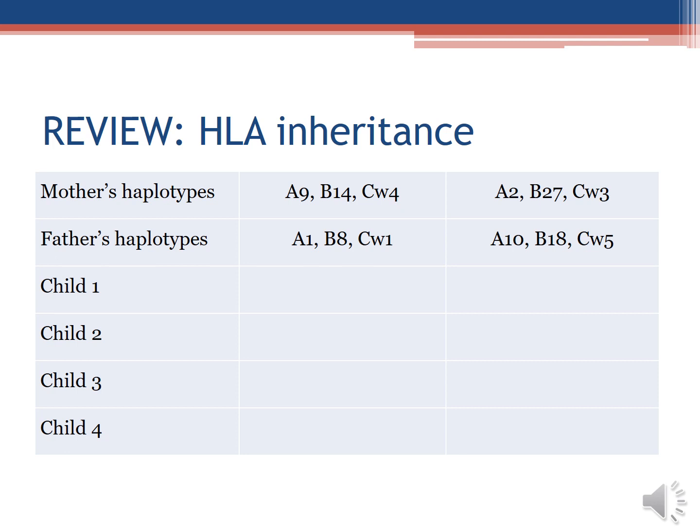So here's a quick chart. Let's go ahead and fill this out. We know the mother and father's haplotypes. I want you to be able to determine the possible child's haplotype, so the four possible child haplotypes that they will inherit from their parents. Go ahead and fill that in or write it down on a piece of paper, and we'll go over them shortly.